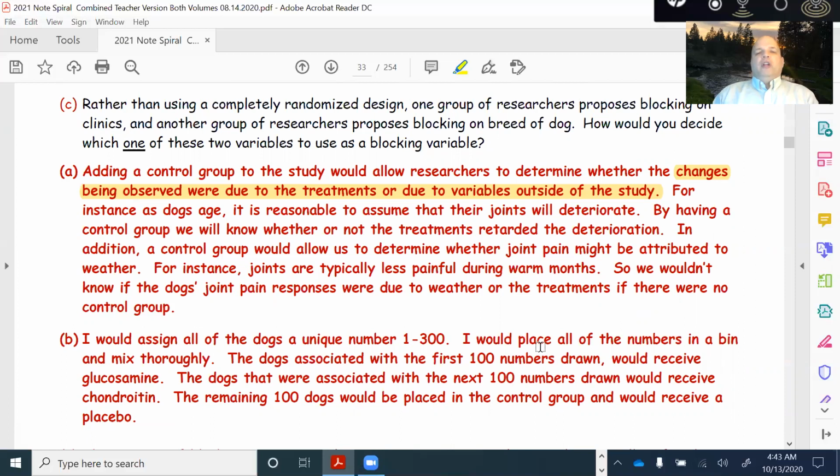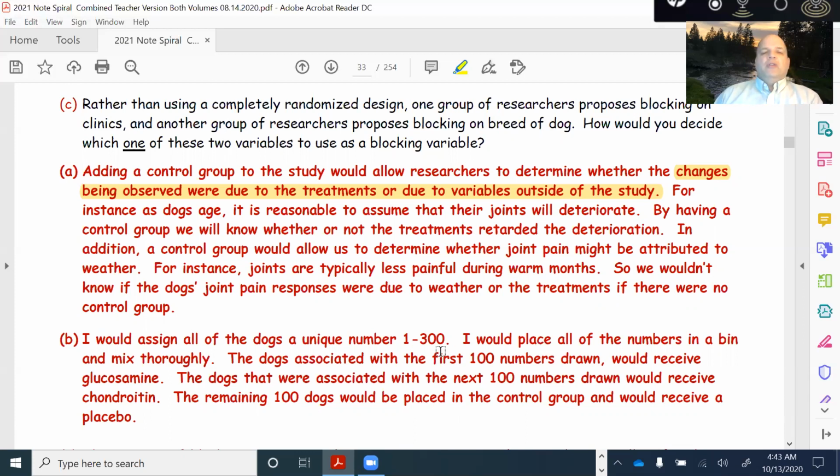The dogs associated with the first 100 numbers drawn would receive glucosamine. The dogs that were associated with the next 100 numbers drawn would receive chondroitin. The remaining 100 dogs would be placed in the control group and would receive the placebo. All right, so I've now addressed them. The order didn't matter if I wanted to do placebo first or chondroitin first. The order wouldn't have mattered. The main thing is I made sure that I assigned all 300 dogs, 100 at a time, to each of the 3 treatments.